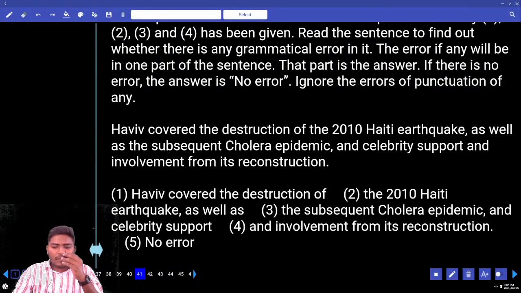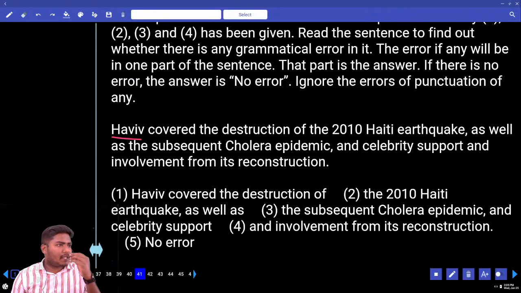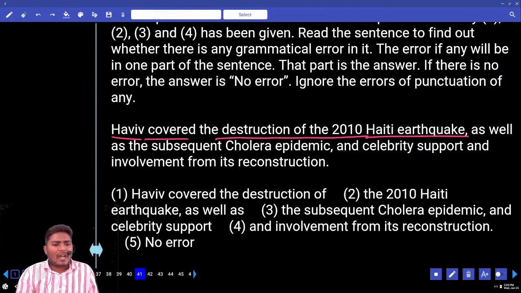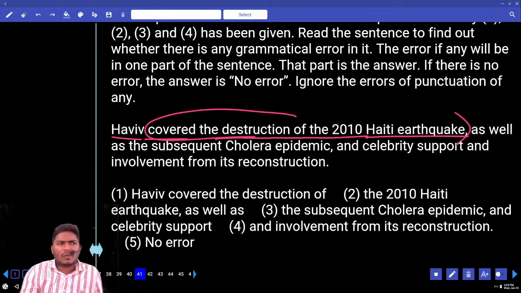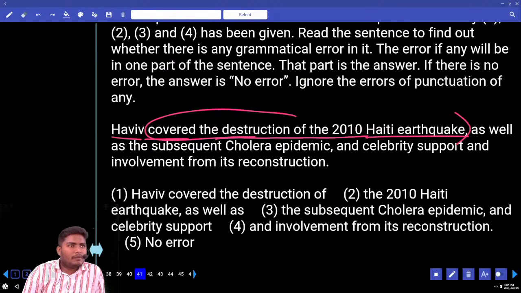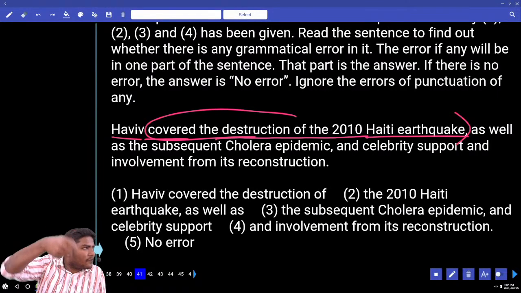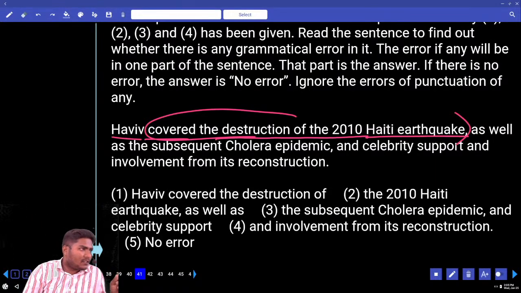Habib covered. Habib is a person's name. This person covered the destruction of the 2010 Haiti earthquake. Covered the destruction, in the sense of covering this earthquake. What does it mean by covering? Cover has many meanings. Can you tell me one meaning of cover? What is the parts of speech of cover? Verb. Then what is the one that you carry? Noun. Cover is both verb and noun. Noun has only one meaning, that is carry back. But verb has many meanings.